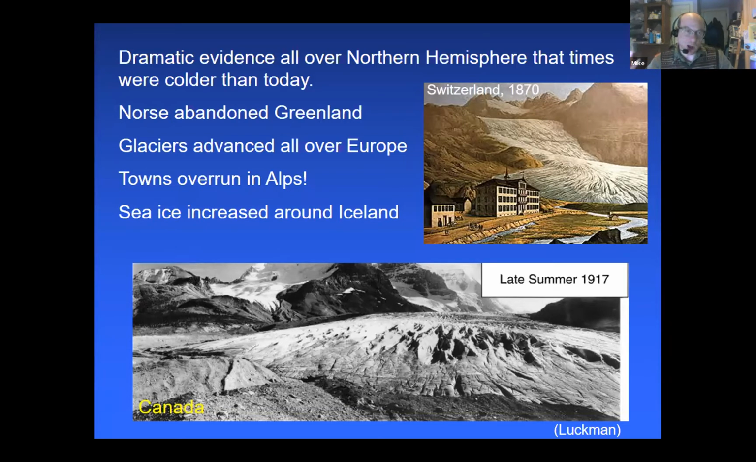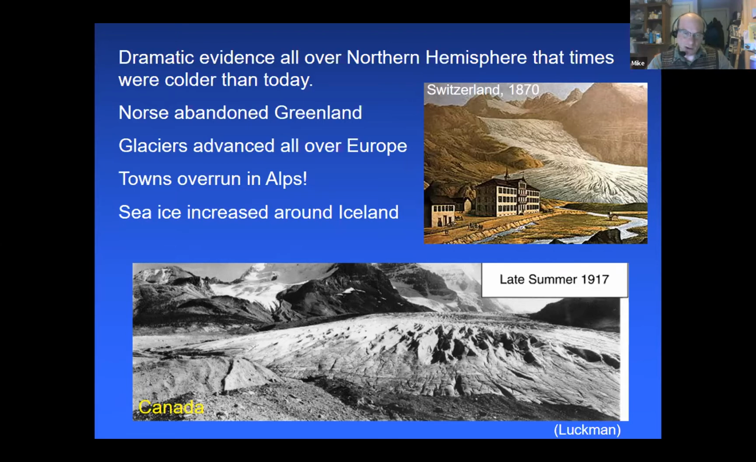It's debated why the Vikings left Greenland after they settled, but one idea is that it just got cold and it was too difficult to grow stuff. Sea ice increased around Iceland. There's lots of evidence in North America and Wisconsin that the Great Lakes had a lot more ice than they do today through the winter.